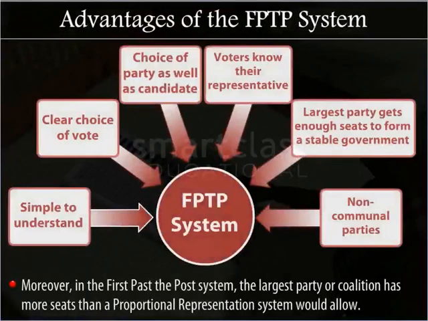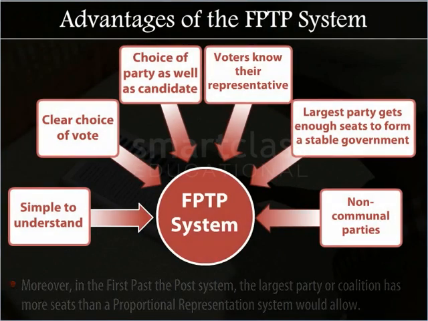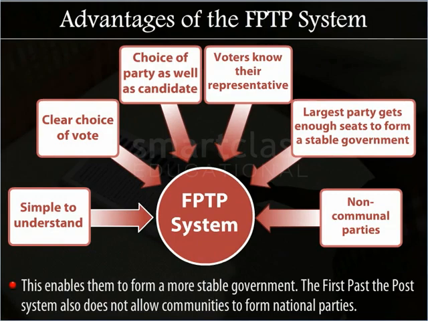Moreover, in the first past the post system, the largest party or coalition has more seats than a proportional representation system would allow. This enables them to form a more stable government. The first past the post system also does not allow communities to form national parties.